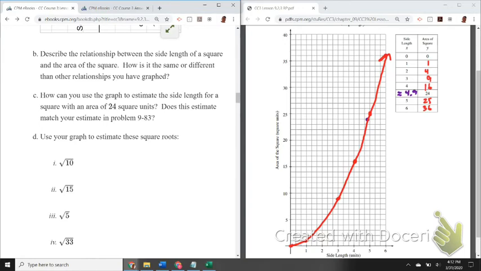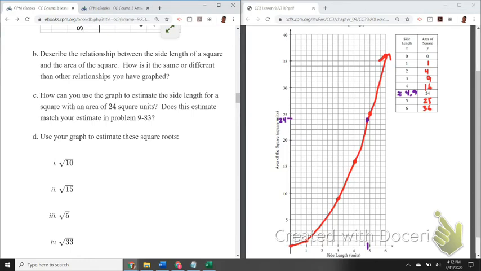Question C says, how can you use the graph to estimate the side length for a square with an area of 24 units? Does this estimate match your estimate in problem 9-83? Well, if you look at the graph itself, there's a purple point right there. If I locate 24 on my graph, I can estimate that when the area is 24, the side length is just under 5. So you can say it's 4.8, 4.9, but we already know that it's 4.9. Okay, and we're going to use that same strategy to answer question D.